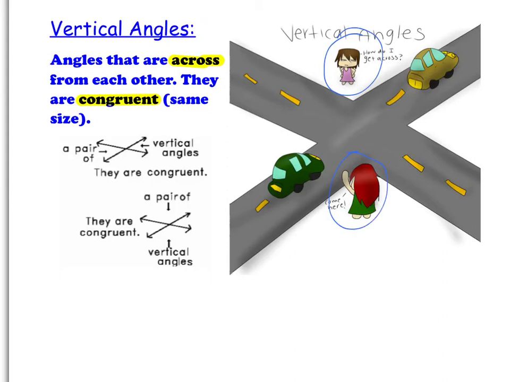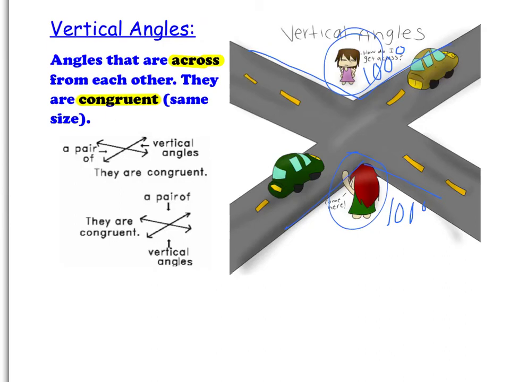So you should have some notes on this. Angles that are across from each other, and they are congruent. Congruent means that they are the same size. So this angle here would measure the same as this angle there. So if I told you that this angle up here was 100 degrees, you would tell me that this angle down here was 100 degrees.